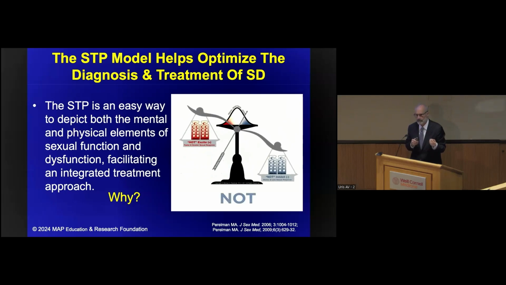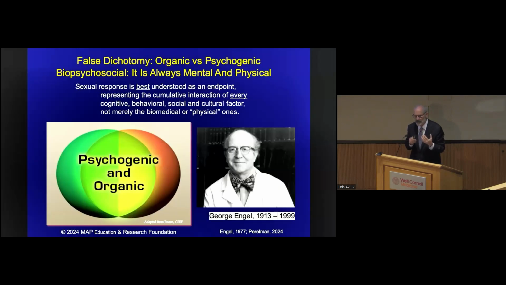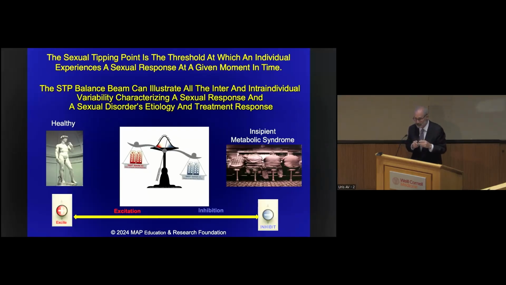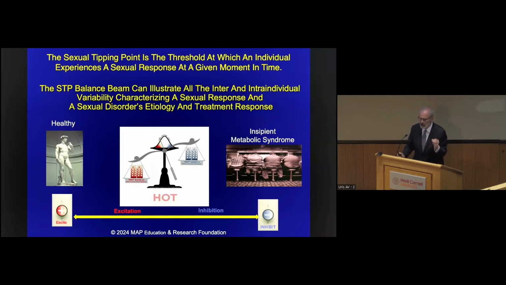Now, why? Because sexual response is an endpoint representing the sum of every thought, behavior, emotion, culture, not just biology. Now, of course, this mind-body concept is older than Descartes, not just George Engel and his psychosocial model, biopsychosocial model. Now, the sexual tipping point is a threshold at which an individual experiences a sexual response at a given moment in time. So that's going to change.